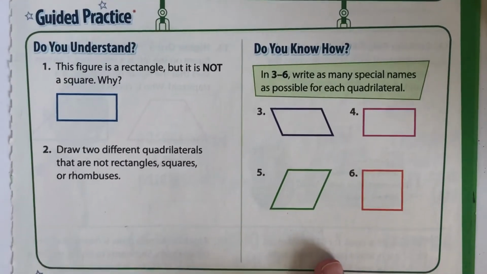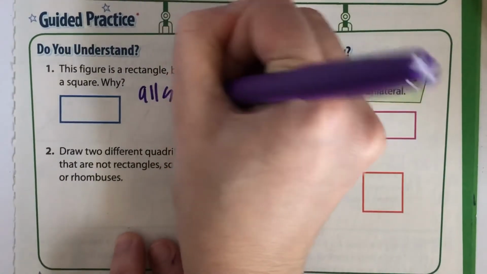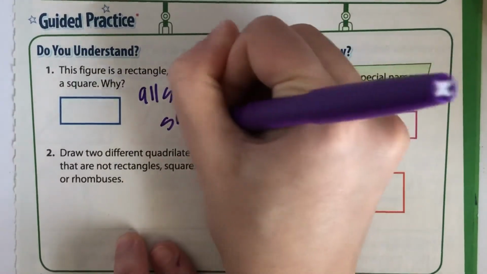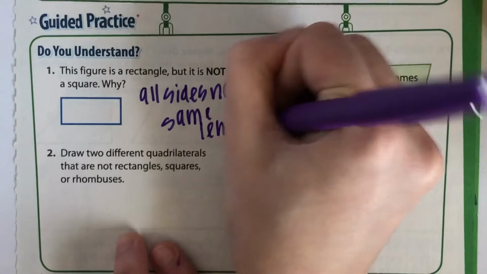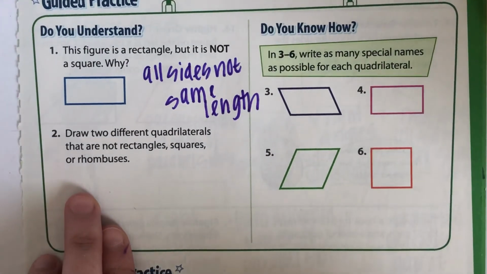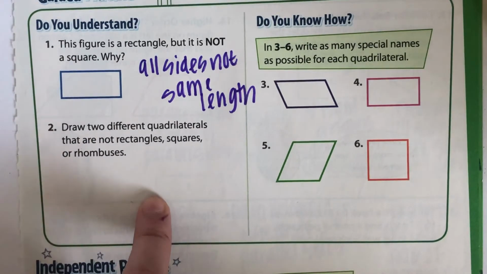This figure is a rectangle, but why is it not a square? Why is it not a square? All the sides are not the same length. Draw two different quadrilaterals that are not rectangles and not squares or rhombuses. I want you to try that one.